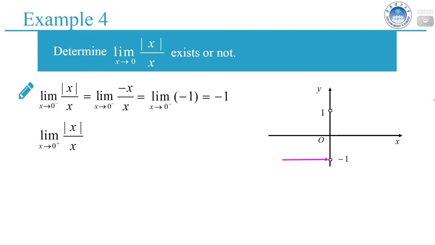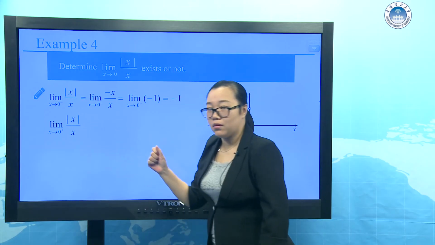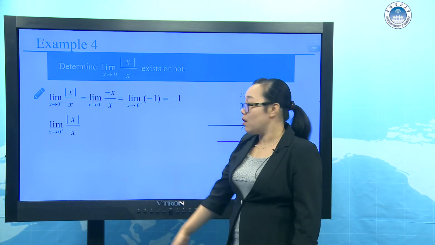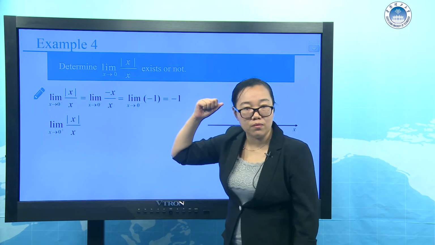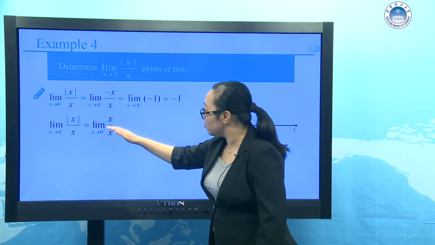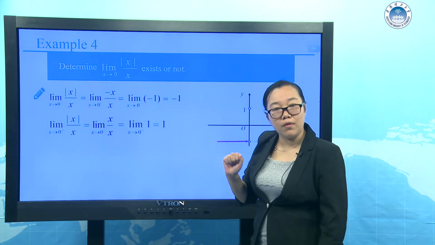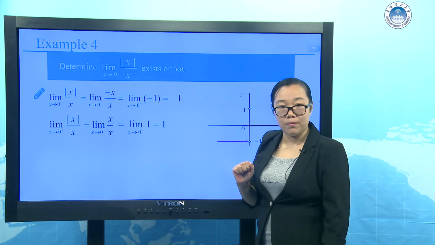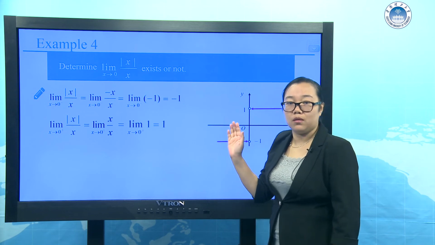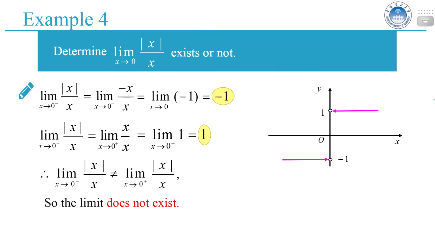Corresponding to the right-hand limit, x tends to 0 from the right side, equals what? The absolute value of x. At this time, x is a positive number. A positive number means the absolute value equals itself. So it equals the limit of x over x as x tends to 0 plus, which equals the limit of 1. The limit of 1 equals the number 1. From the right side, at this time the limit equals 1. So the limit does not exist.